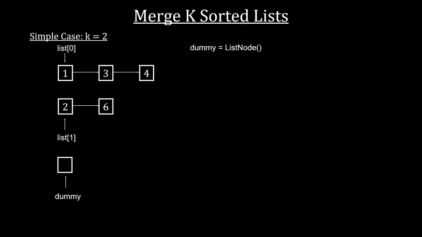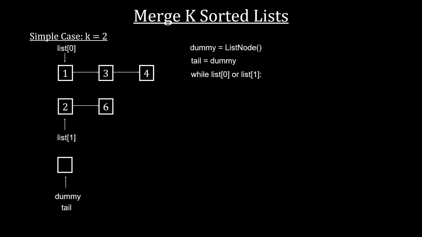We will use the dummy node trick in order to more easily create the first node in our answer list. So we will first create an empty list node and store it in a variable dummy. Also, we will use another list node variable, which will point to the last node that has been pushed in our answer. Let's call this variable tail and initialize it with dummy.